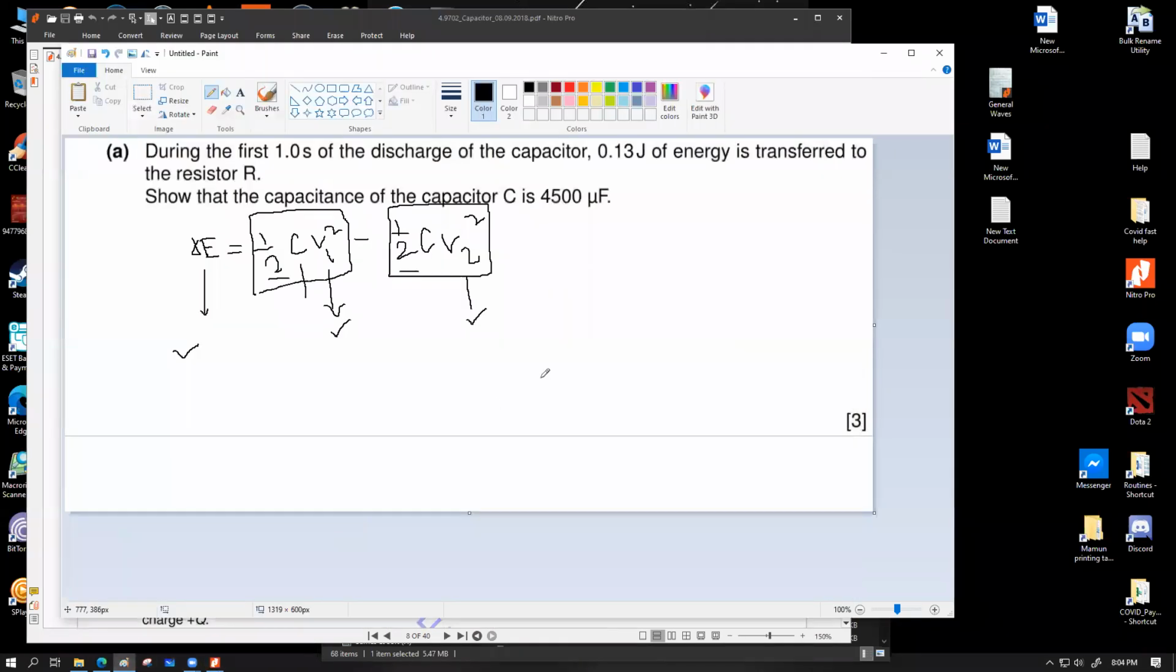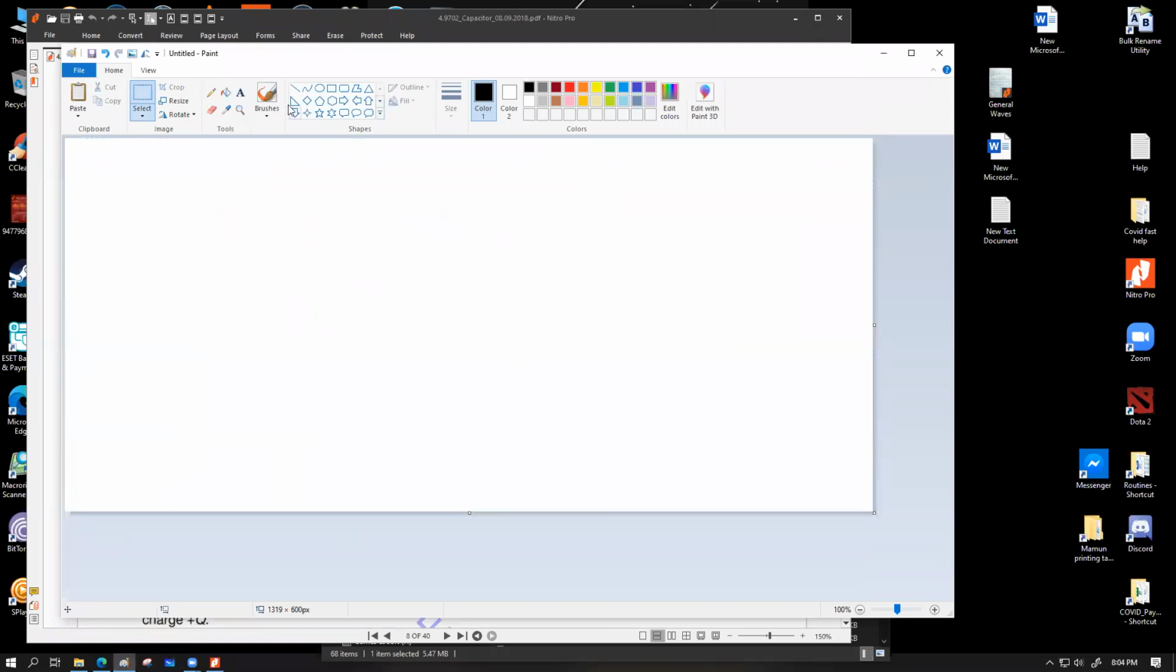The way we can make the same 4500 microfarad capacitance is by having an equal number of series and parallel things, which means if you have one capacitor that is 4500 microfarad, you can get the same capacitance if you attach two in series, identical, in parallel. This would also give you 4500 microfarad.